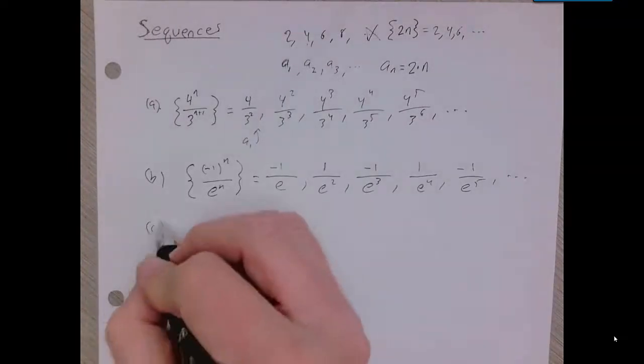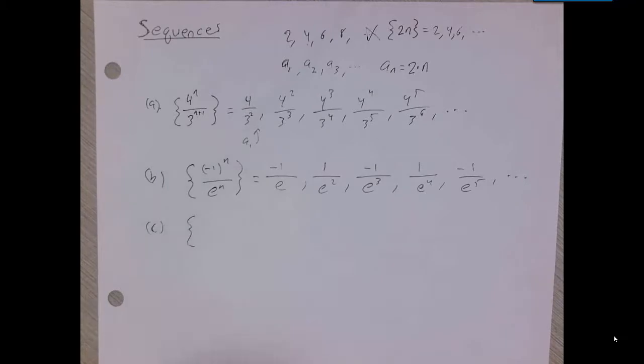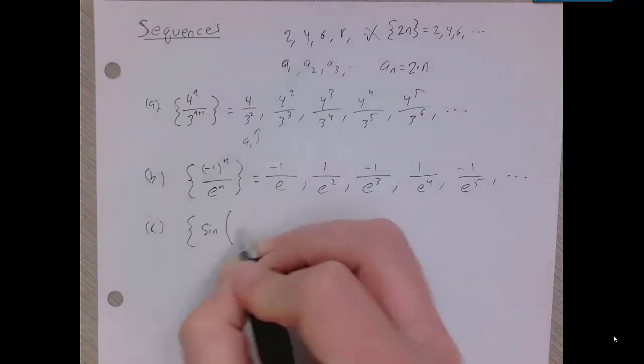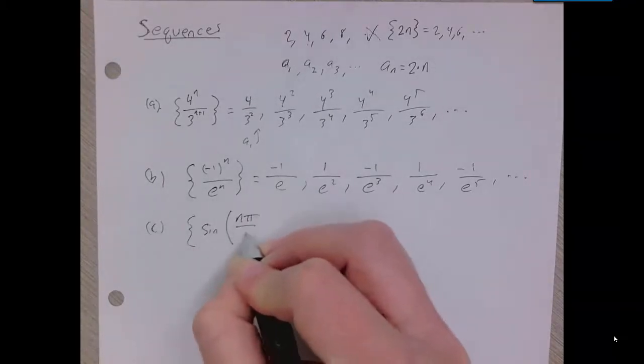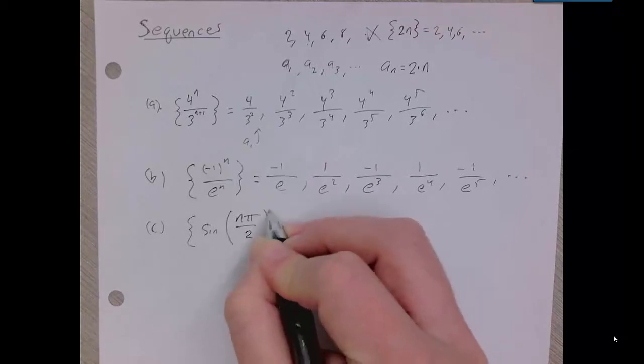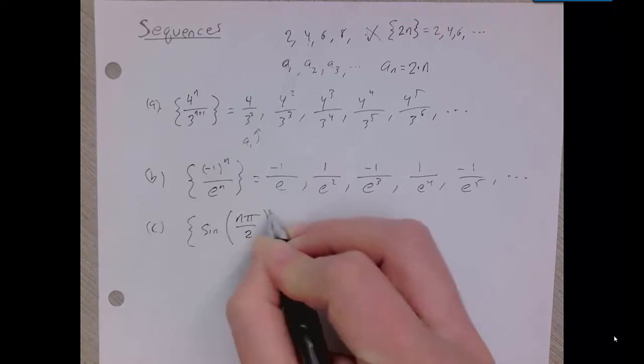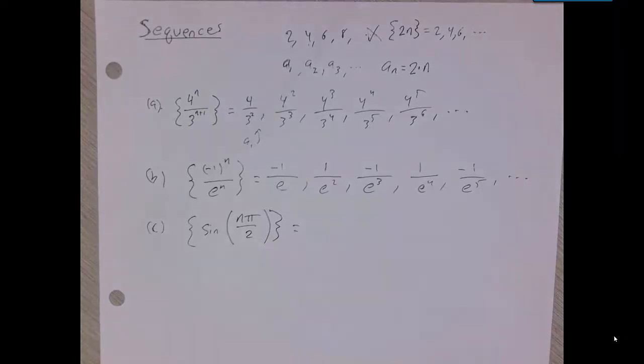Let's do actually one more. So what if you have sine of n pi over 2? Yeah, let's just do that. That's fine. Okay, give this one a little think.